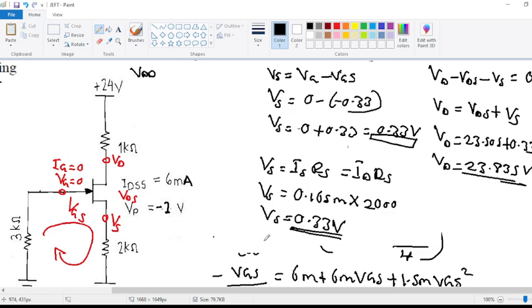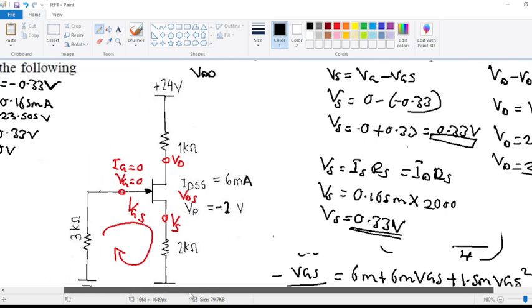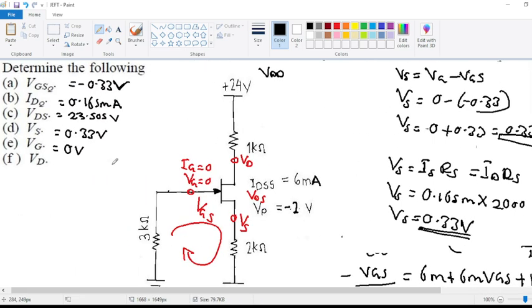Final voltage, 23.835. So this one equals to 23.835 volts. So this is how we solve the calculation if you are dealing with the self bias configuration under the JFET. Thank you.